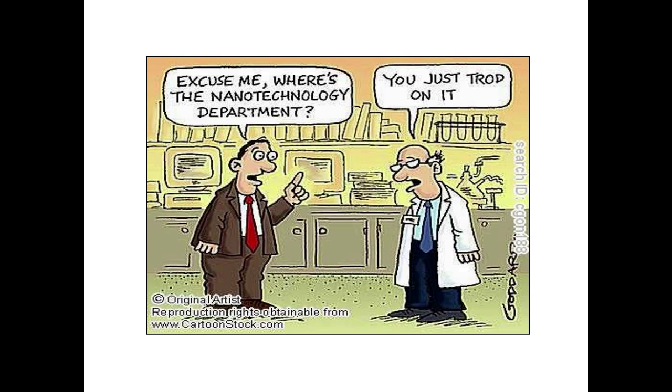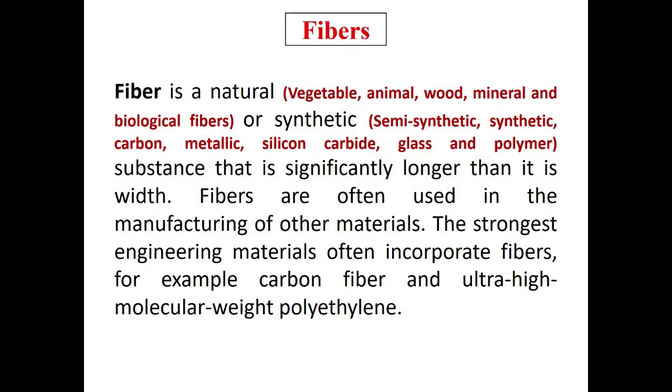This is one professor and one scientist. He asks, excuse me, where is the nanotechnology department? That time the scientist said, you just trod on it. Fibers are natural or synthetic, there are two types of fibers. When we talk about natural fibers, there are vegetable, animal, wood, mineral and biological fibers. And when we talk about synthetic fibers, there are semi-synthetic, synthetic carbon, metallic, silicon carbide, glass and polymer.